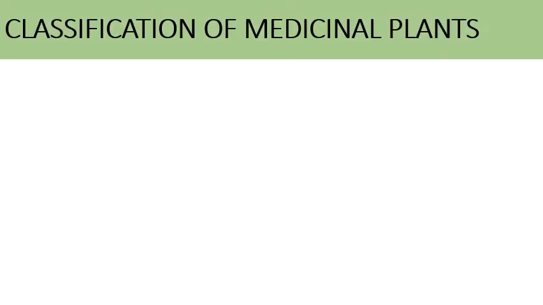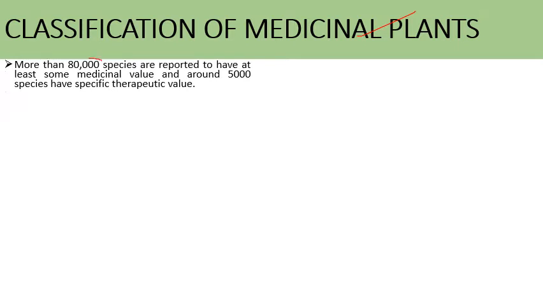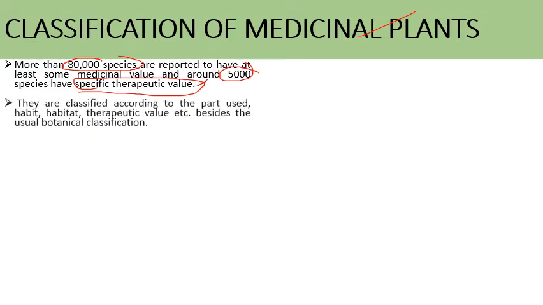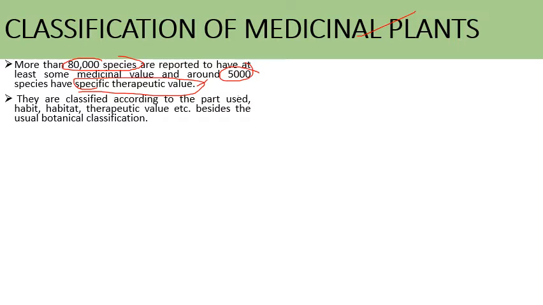So these were some terms related to medicinal science. Next, we have classification of medicinal plants. So more than 80,000 plant species are reported to have at least some medicinal values, and around 5,000 species of plants have specific therapeutic value. So 5,000 plants को हम medicine में use करते हैं. We have 80,000 plant species which are reported to have at least some medicinal values. They are classified according to plant part used, habit, habitat, therapeutic value, etc., beside the usual botanical classification.